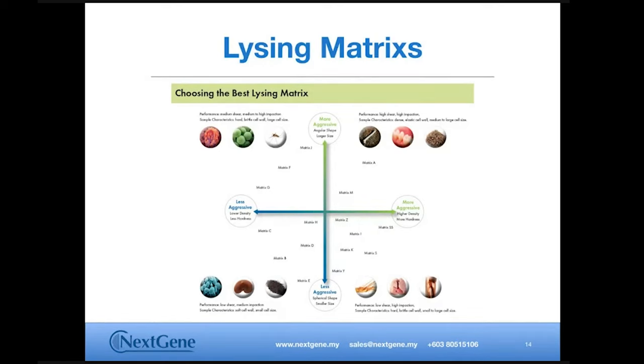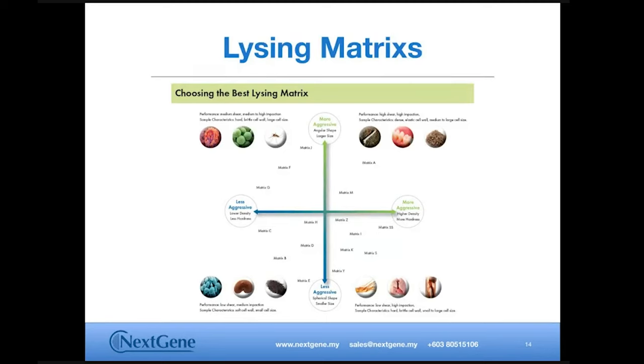Also regarding the amount, because we're using lysing matrix A, for those not familiar with the product, it is inside a 2 mL tube, and the lower part of the tube is filled up with the lysing matrix A. Normally for the amount of sample, we have two recommendations. One is according to the amount stated in the manual, normally around 50 milligram or something like that. You can weigh the tissue or sample according to the recommended amount. Do not exceed it. The second is the amount according to the volume.